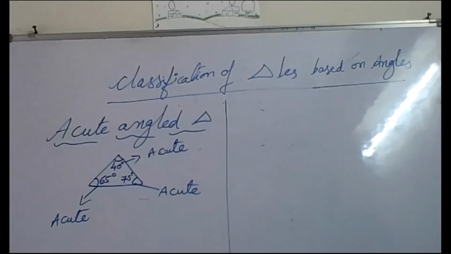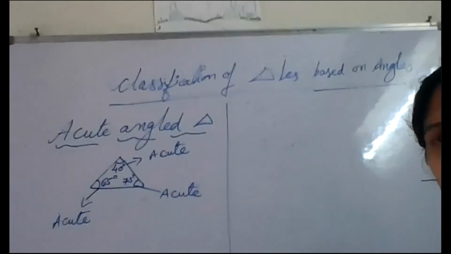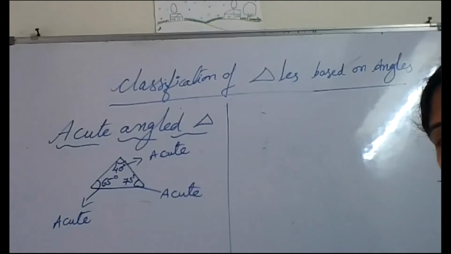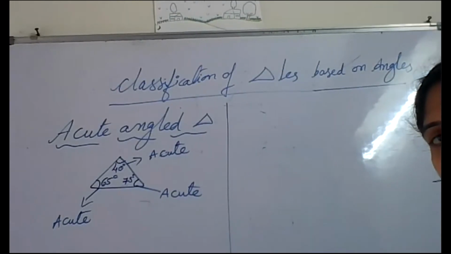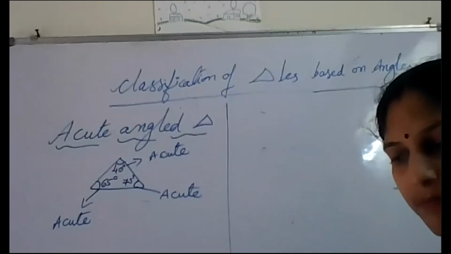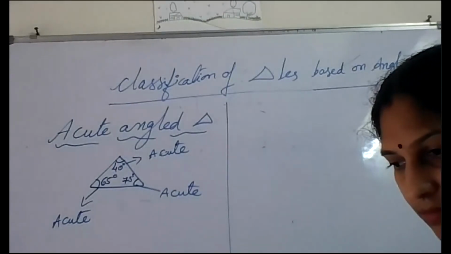If it has only one acute angle and that makes it an acute angle triangle, then all triangles will be acute angled, right, ma'am? No. An acute angled triangle needs all three angles to be acute.